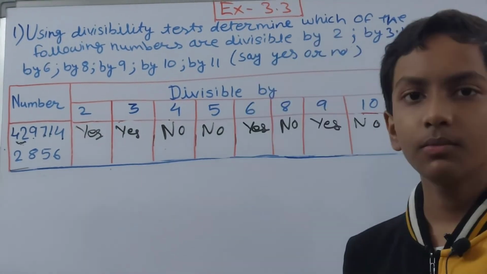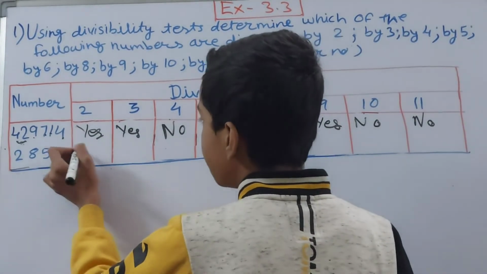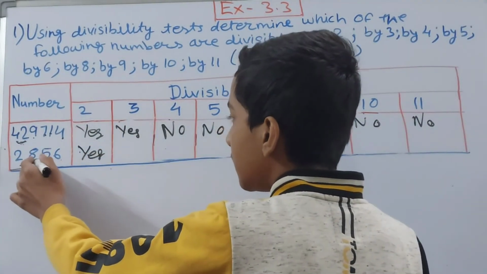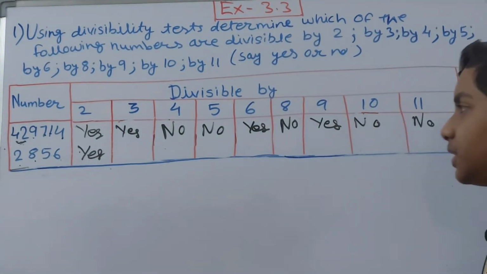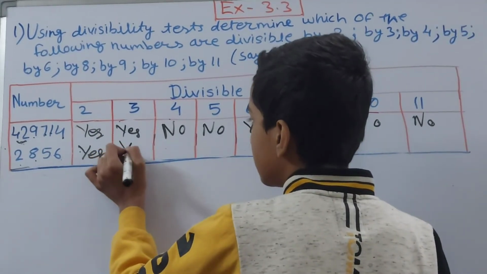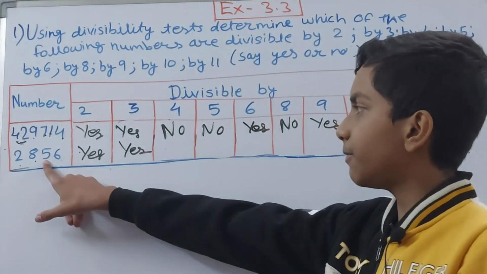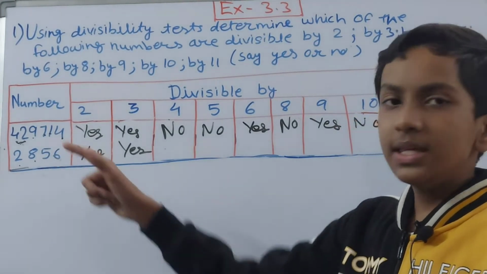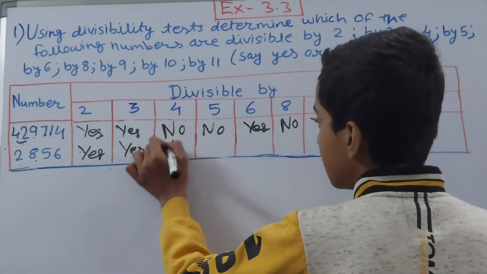Okay. Next number 2856. Again you start from 2. We have 6 at one's place, so it is divisible by 2. For 3, add these digits. 2 plus 8, 10 plus 5, 15 plus 6 is 21. Is 21 divisible by 3? Yes. 3 sevens are 21. So that means here we will write yes again. For 4, you see the last 2 digits, 56. Okay, 56. So we will take 4 from this 1 and you will be left with 1. So 4. Yes, 56 is divisible by 4. That means this number will also be divisible by 4.